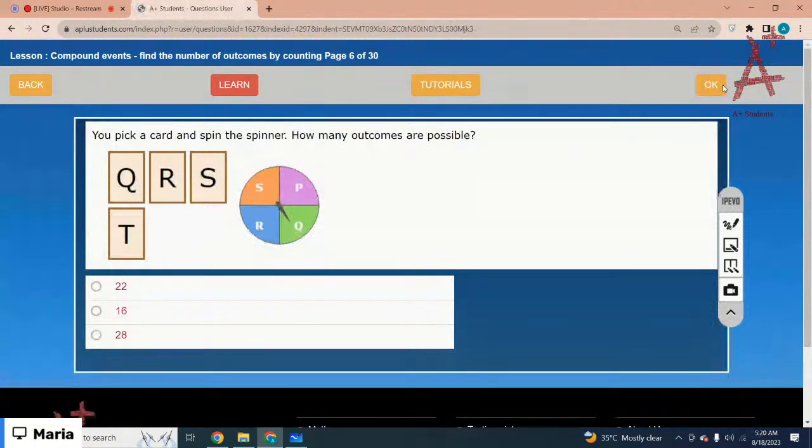For cards, you have four outcomes, and for spinner, you also have four outcomes. So you have to do 4 times 4, that makes 16. The correct option is 16.